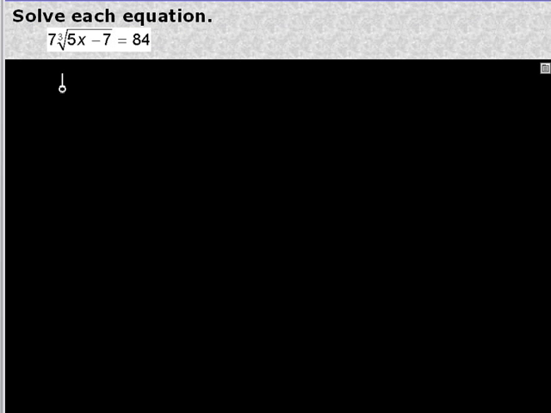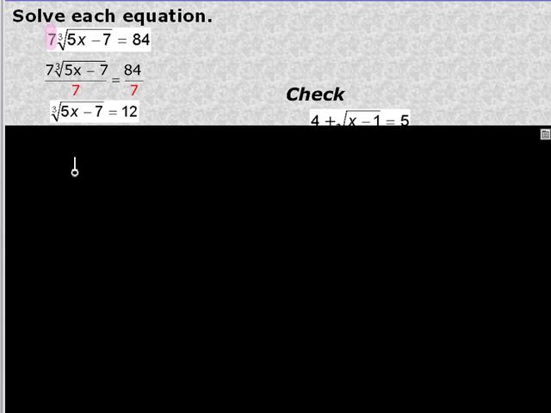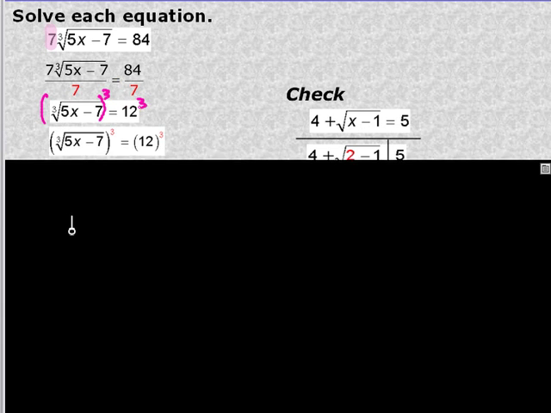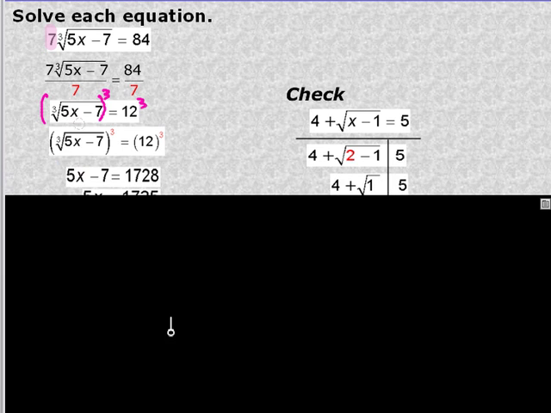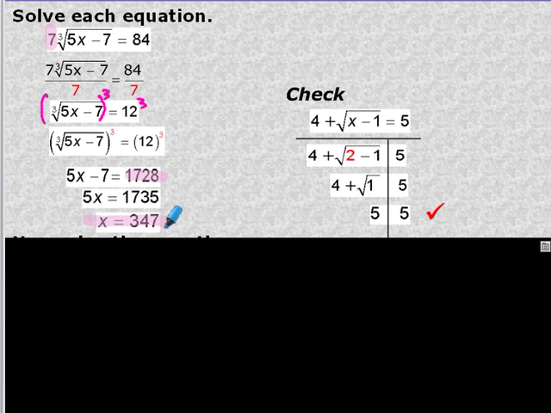Next example, this one is a cube root. So again, first thing we want to do is isolate the radical. In this case we have a 7 that we need to eliminate before the radical is all by itself. So we're going to divide both sides by 7. And 84 divided by 7 is 12. And now we're going to raise both sides to the power of the radical index, which in this case is 3, or cubed. The cubing undoes the cube root, and 12 cubed is 1728. And now we've got to simplify, solve for x. So we're going to add 7, divide by 5, and end up with x equal to 347.